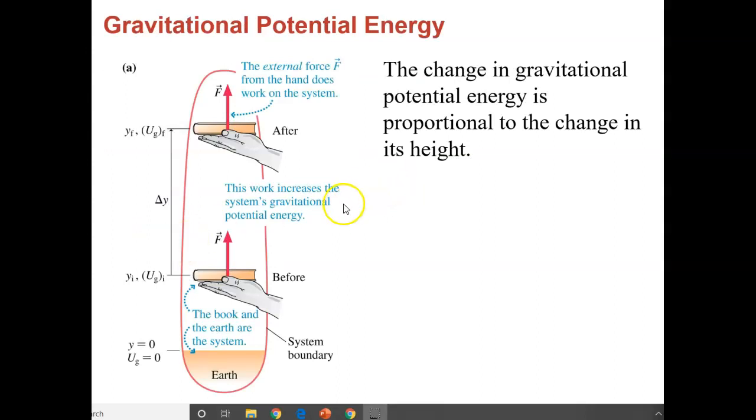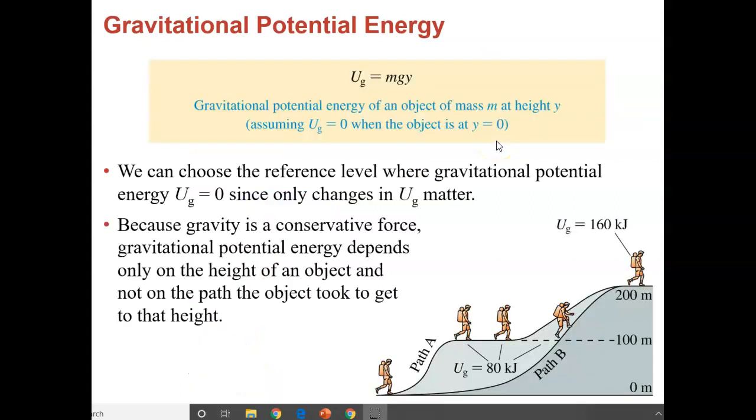Okay. So the higher you go up, you have to do work to lift the book up. You're actually building up energy as you lift it up. Okay, its gravitational potential energy is increasing as it goes up. So again, the change in potential energy is proportional to how high you go up. Gravitational potential energy, which is UG, is equal to mass times gravity times your height. So the higher you go, the more potential energy you have.